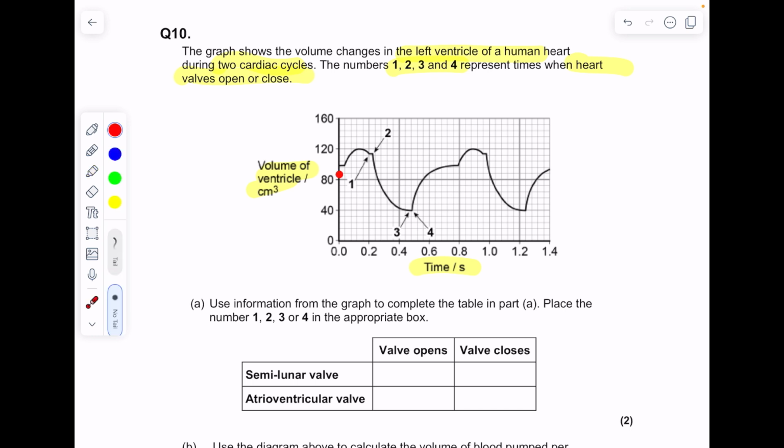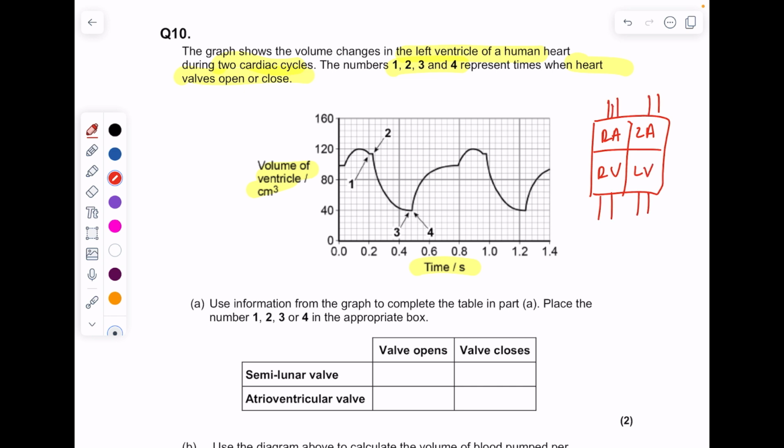Obviously we need a good working knowledge of both the cardiac cycle as well as the structure of the heart. So just to remind you over here with my box diagram, we've got the right atrium, right ventricle, left ventricle, various blood vessels leading into the heart and away from the heart. So this is your vena cava, your pulmonary vein, your pulmonary artery and your aorta. And then I just want to label various valves, making sure we're looking at the semilunar valves and the atrioventricular valves. After all, that's what the question is about.